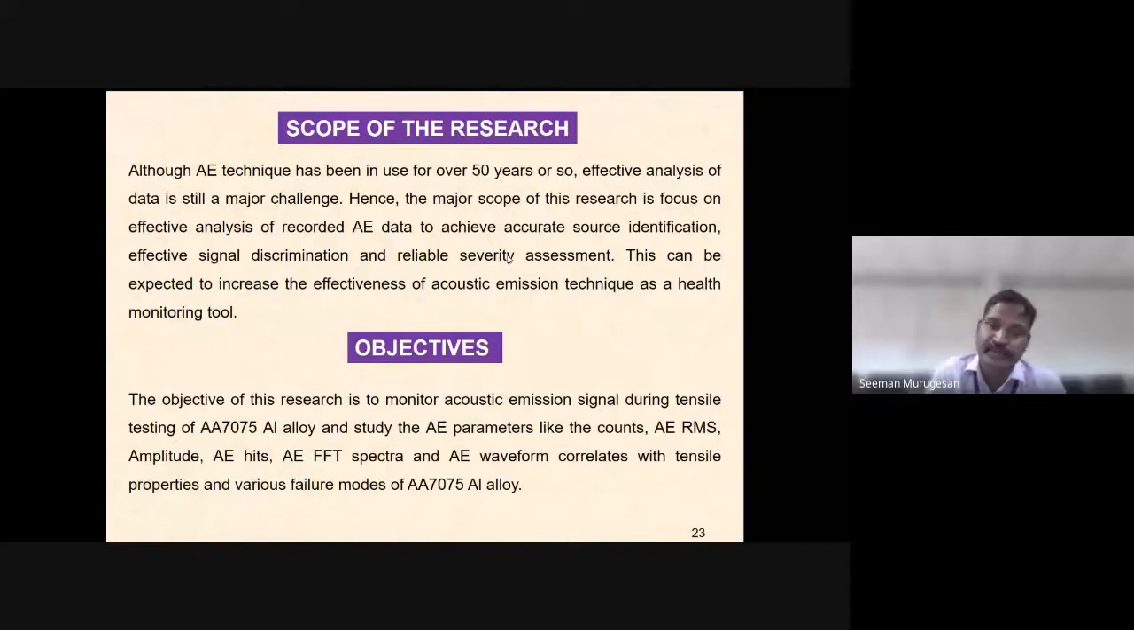The objective of this research is to monitor the acoustic emission signal during the tensile testing of AA 7075 aluminum alloy, and to study the AE parameters like AE count, AE RMS, AE amplitude, AE hits, AE FFT spectra and AE waveform. Correlate these with the tensile properties and the various failure modes of AA 7075 aluminum alloy during the tensile test.